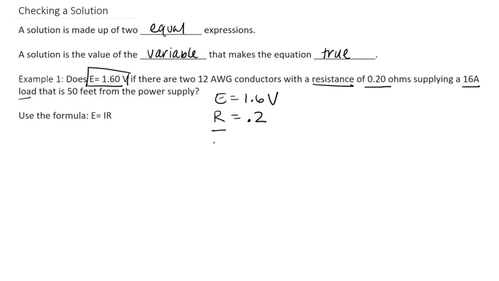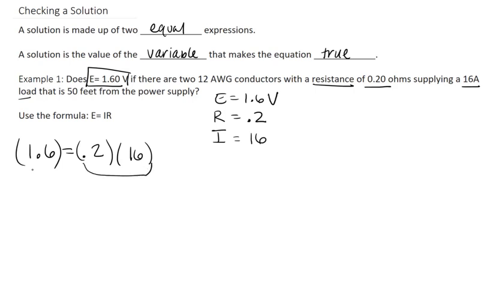And then we have an I of 16. So let's go ahead and plug in these numbers. But we're first going to make sure that 1.6 is equal to, then when we do this, 0.2 times 16. So how we would do this, we would just need to multiply the right-hand side in order to confirm that we get 1.6. So we have 16 times 0.2.